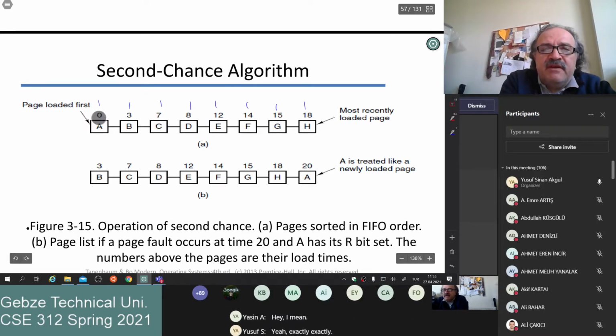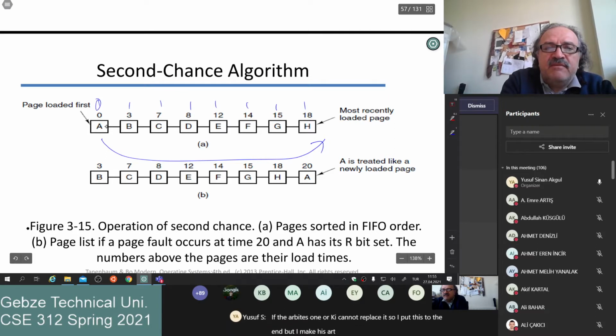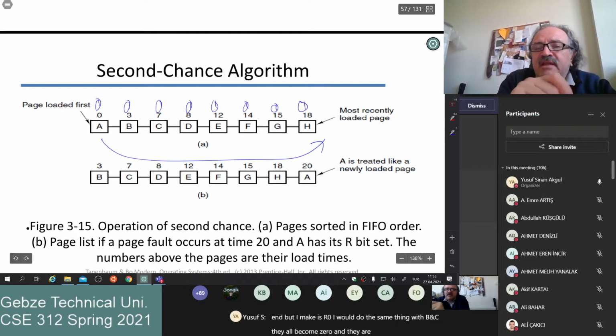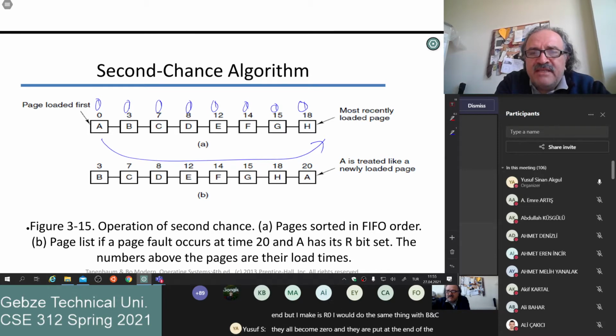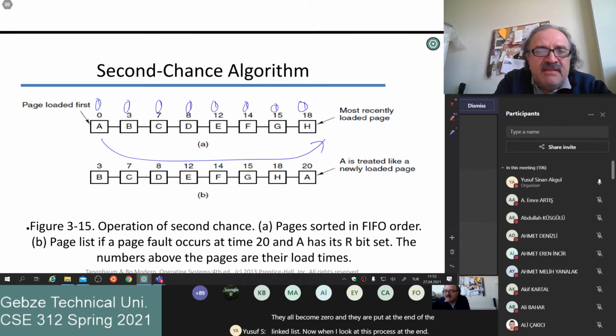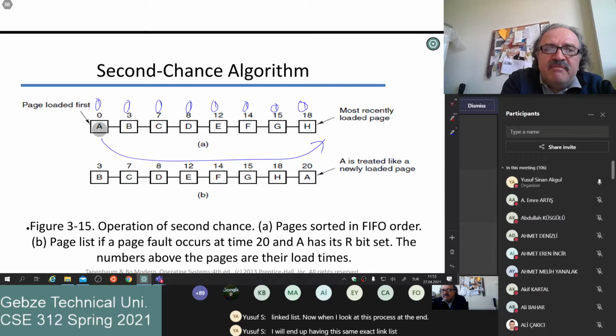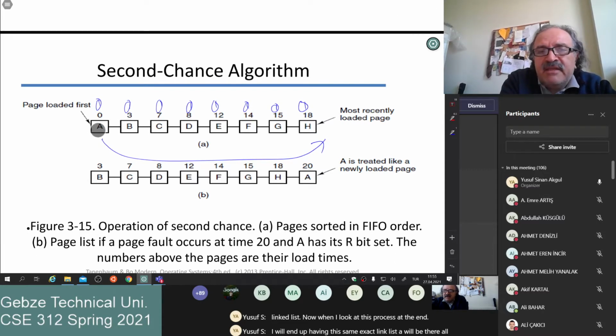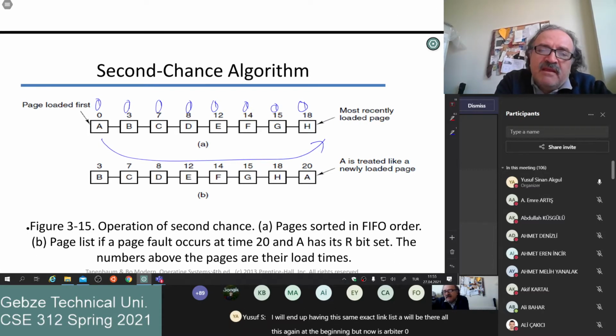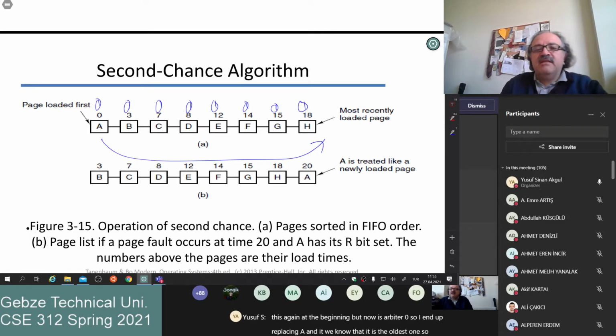If the R bit is one, I cannot replace it, so I put it at the end, but I make its R zero. I will do the same thing with B and C. They all become zero and are put at the end of the linked list. Now when I look at the list at the end of this process, I end up with the same exact linked list. A will be the oldest again at the beginning, but now its R bit is zero. So I end up replacing A, and we know that it is the oldest one. So in the worst case, this would happen.